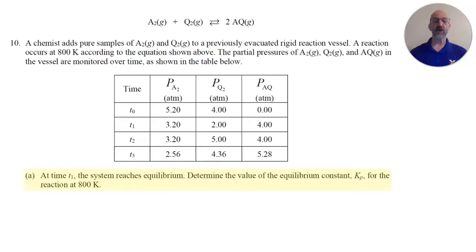So we'll focus our attention on the Kp expression, which is in terms of partial pressures. So products over reactants, the partial pressure of AQ squared, because there is a coefficient of 2 for substance AQ in the equation, and then divided by the product of the partial pressure of A2 and the partial pressure of Q2. Now let's focus on time T1 in the data table, and we are told that the system reaches equilibrium, so the partial pressures of A2, Q2, and AQ represent the partial pressures when the system has reached equilibrium.